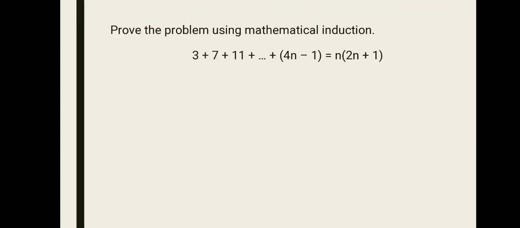So the problem: 3 plus 7 plus 11 plus all the way up to 4n minus 1 is equal to n times the quantity of 2n plus 1. So in solving a problem using mathematical induction, we need to prove first the base case. So the P of n, or the P of 1, must be true.